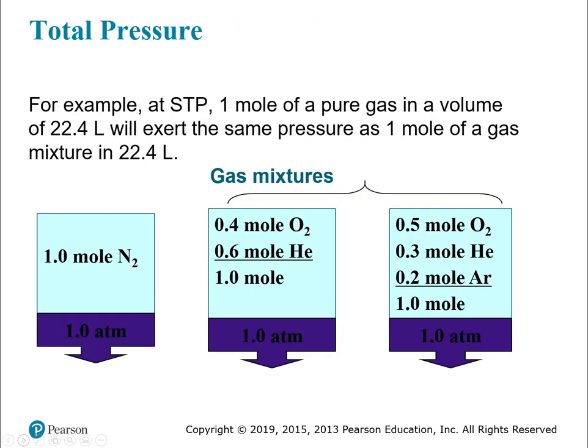So at STP, remember we just talked about that, a mole of a gas would exert 22.4 liters. If you had a mixture of gas that equaled 1 mole, it would still exert the same pressure as the pure gas. So if we had 1 mole of nitrogen gas, it would exert 1 atmosphere at STP. If you had a mixture of oxygen and helium, but it still equaled 1 mole, it would still be 1 atmosphere. So it's the number of gas molecules, not the type.